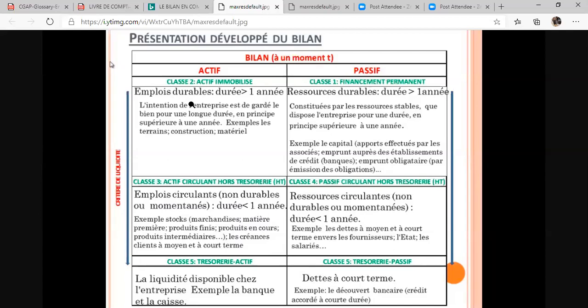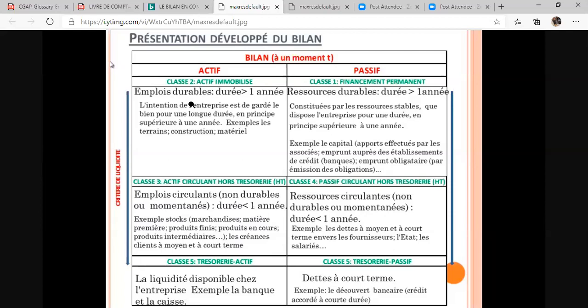And for the fourth one, class 4, it's passif circulant or treasury. So what is passif circulant? These are debts, finances, and investments that last within a business for a period less than 1 year, strictly less than 1 year. So here we have a difference between class 1, which is financement permanent, and class 4. So class 4 is the direct opposite of class 1. Then we have class 5, which is treasury active.